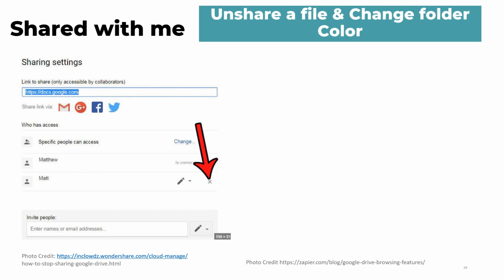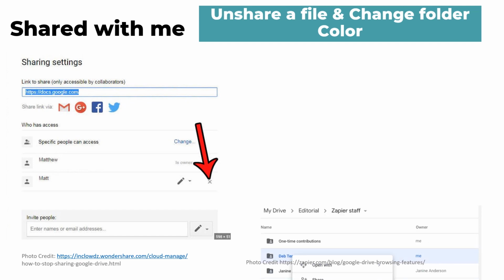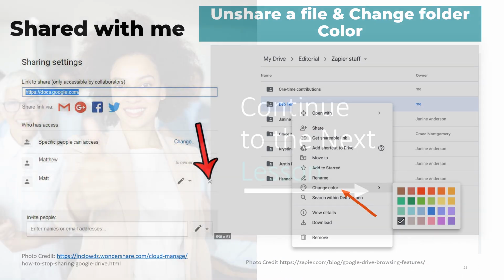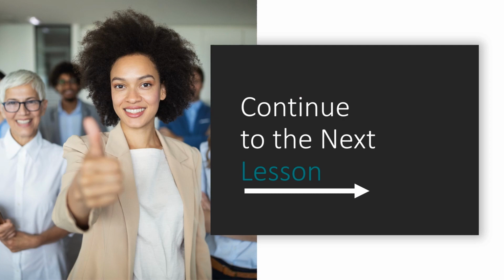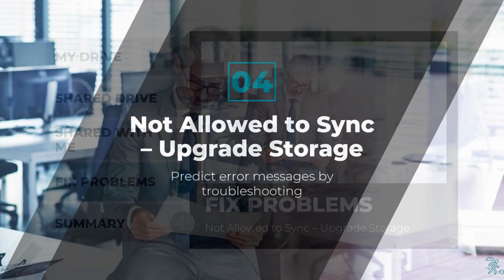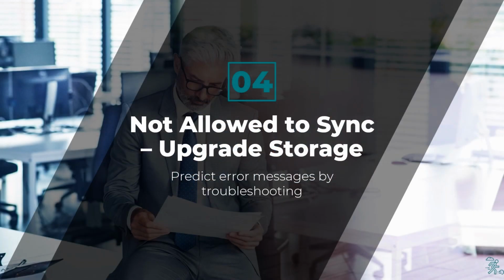A great organizational feature that you can use is changing folders by color. This will help you find files faster. Good job with the lesson on Shared with Me. Let's move on to the next lesson, Fix Problems. Not allowed to sync? You need to upgrade your storage, and this will help you predict error messages through troubleshooting.